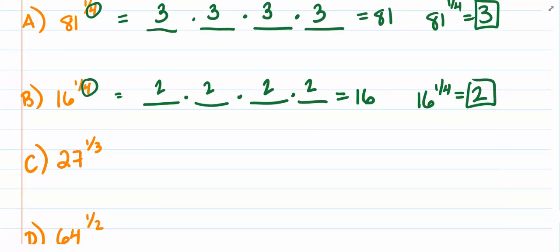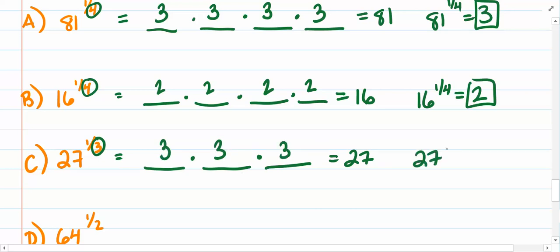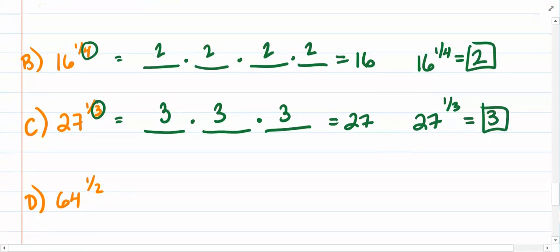Let's do C. It says 27 to the 1/3. I'm going to ask myself the same question. What number do I multiply by itself 3 times to get me back the number 27? Hopefully you realize that's the number 3. 3 times 3 is 9, times 3 is 27. So therefore, 27 to the 1/3 power is the number 3. Hopefully this is making sense so far.